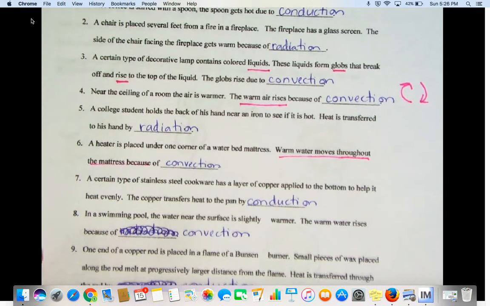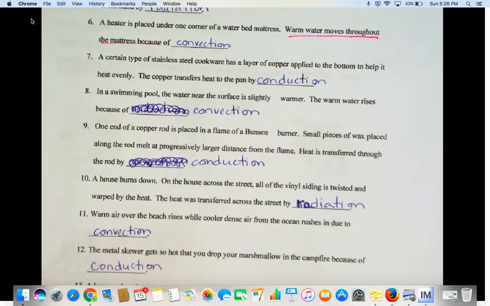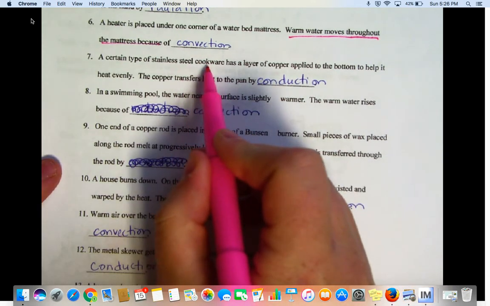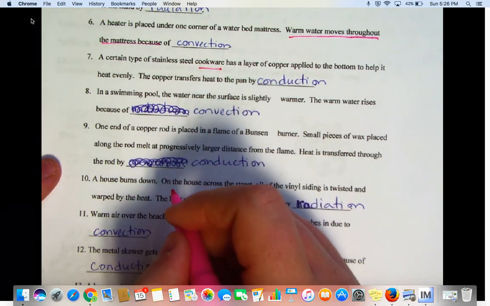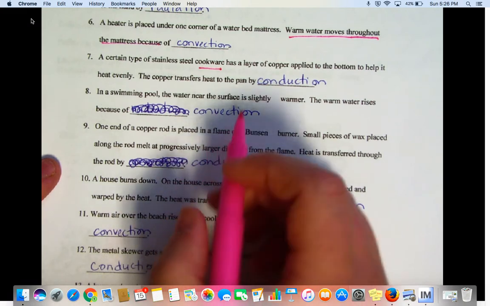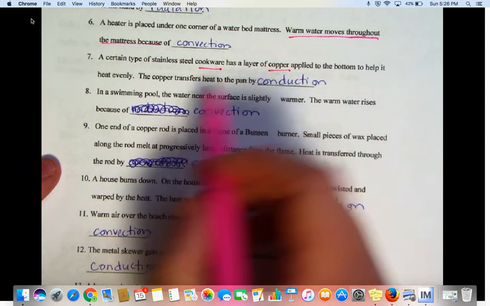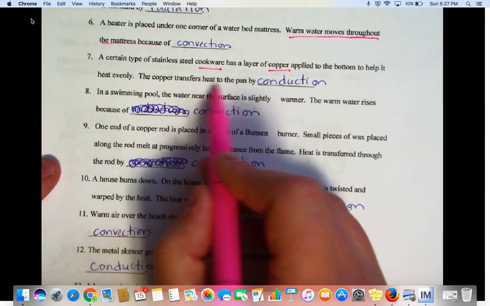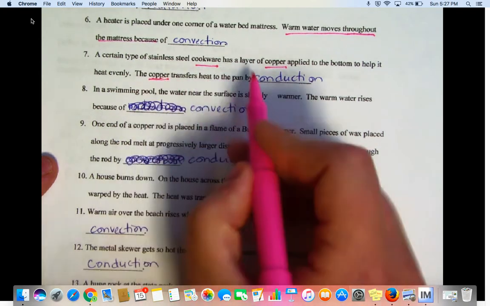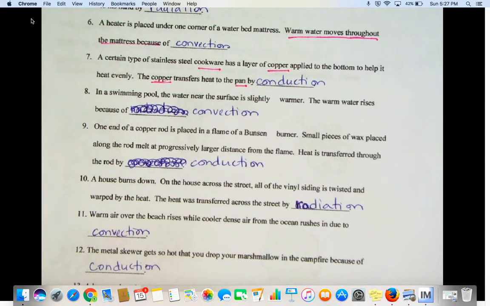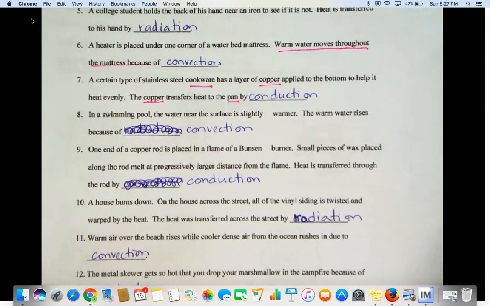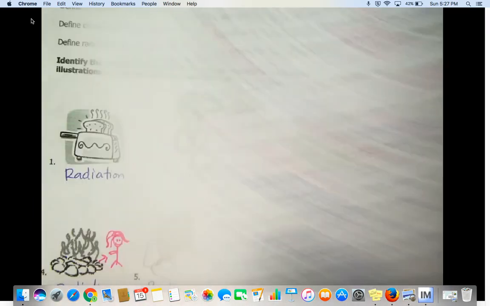Let's try number 7 as well. A certain type of stainless steel cookware has a layer of copper applied to the bottom to help it heat evenly. Okay, so number 1, I see I've got cookware. Cookware is a solid, right? Think about your pots and pans at home. And I've got copper, which is on the periodic table. And then copper transfers heat to the pan. So I've got copper solid, pan solid. I'm looking at 2 solids, which means I'm looking at conduction, right?